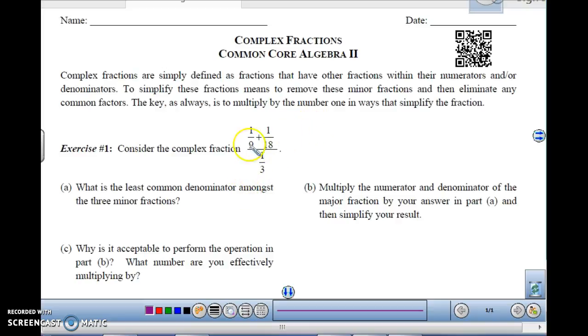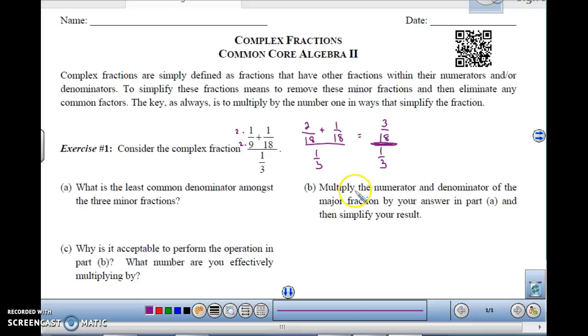So I need to get this to be a common denominator of 18. So I want this to be 18, so I'd have to multiply this by 2 and this by 2. So that gives me 2/18 plus 1/18 over 1/3. All right, so 2/18 plus 1/18 is 3/18 over 1/3. Okay, so I have two fractions now and I am dividing them.